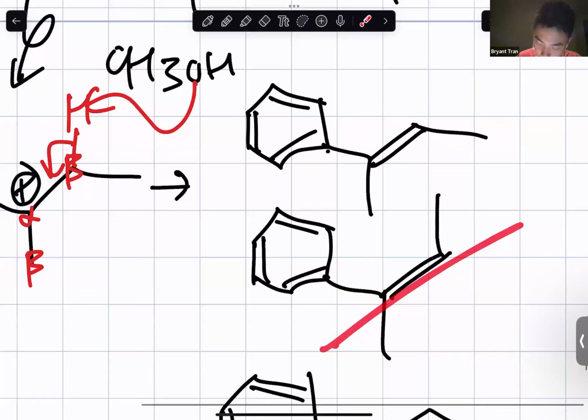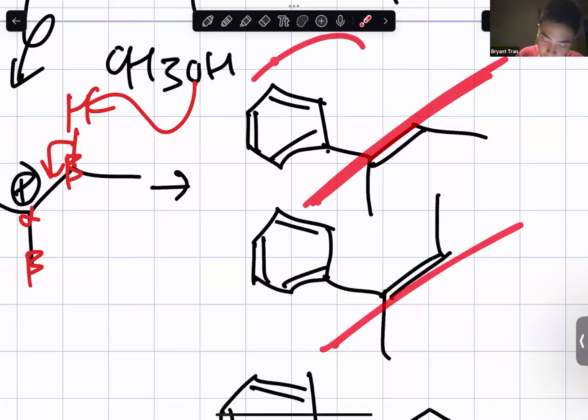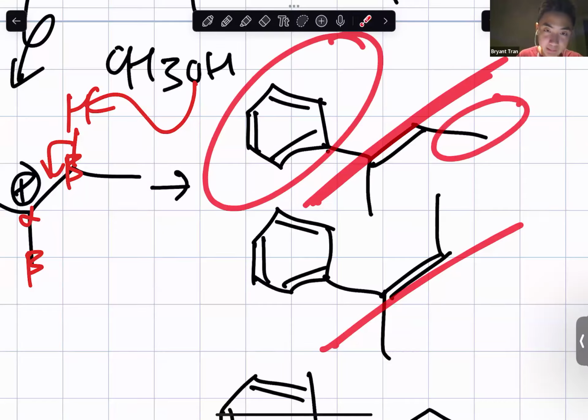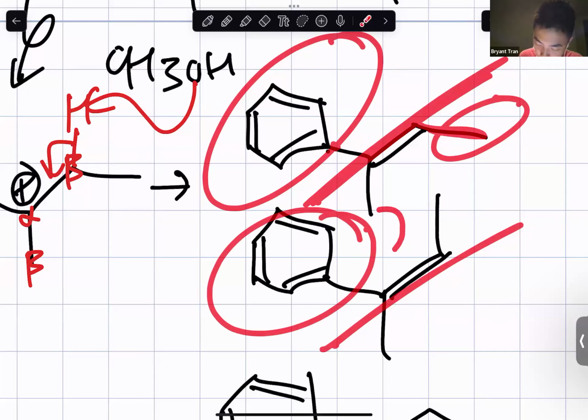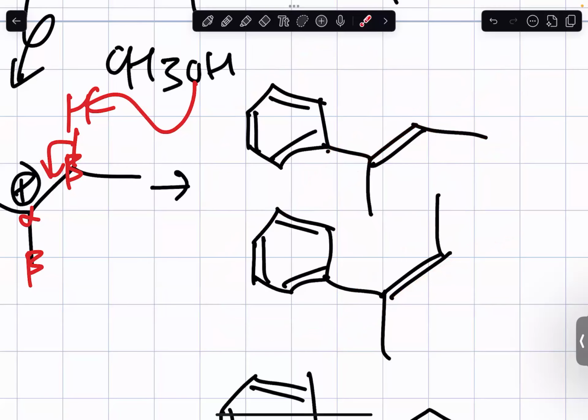So then we have to see which one has less steric hindrance. This one here has less steric hindrance because the bulky group, which is the benzyl group, is opposite to this methyl group over here. Whereas in this structure here, the benzyl group is sterically hindered with that methyl group right there. Okay, thank you. Yeah.